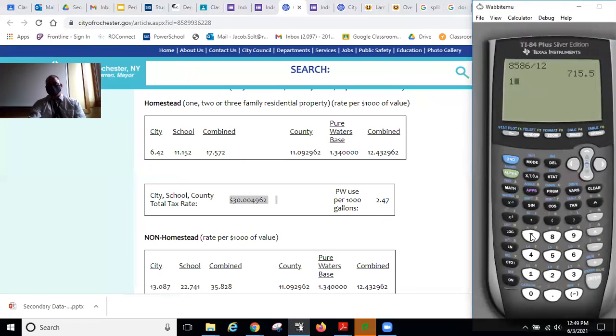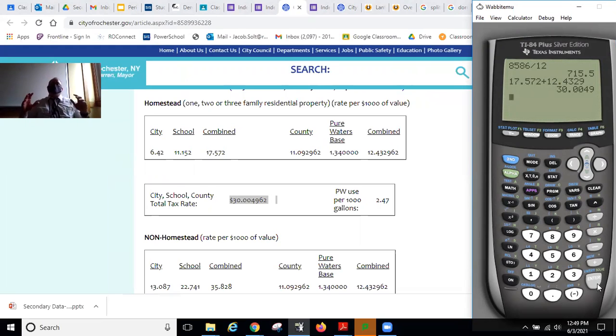Let me show you how this works. 17.572 plus 12.43. I'm going to take it out to 29 and stop. I add those together, I get 30. So it's like $30, basically $30 per $1,000 of value.